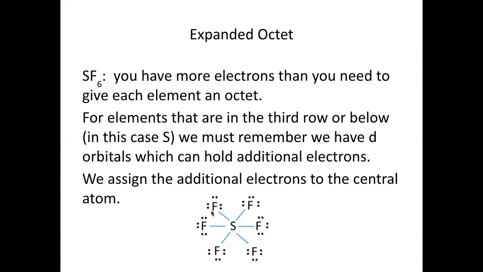So the fluorine here is stable because it has 1, 2, 3, 4, 5, 6, 7, 8, but we have 1, 2, 3, 4, 5, 6 bonds. And if each bond has 2 electrons, 6 times 2 equals 12. And so this has more than an octet, but that's fine because we have d orbitals that we can put those electrons in.